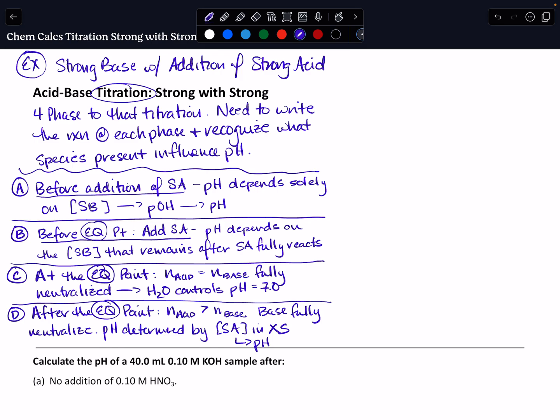Again, before the addition of strong acid, only moles of base are present. Before the equivalence point, the moles of base are greater than the moles of acid. At the equivalence point, the moles of acid and moles of base are equal, and then beyond, the moles of acid is greater.